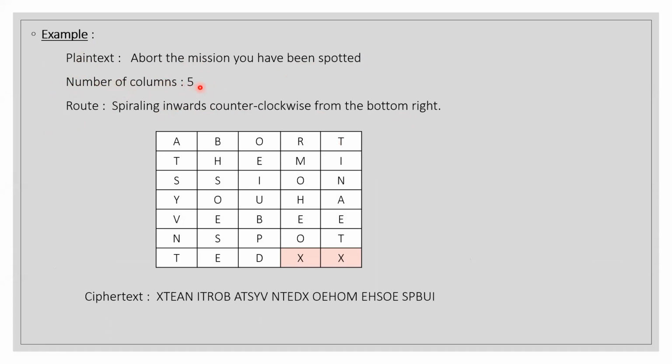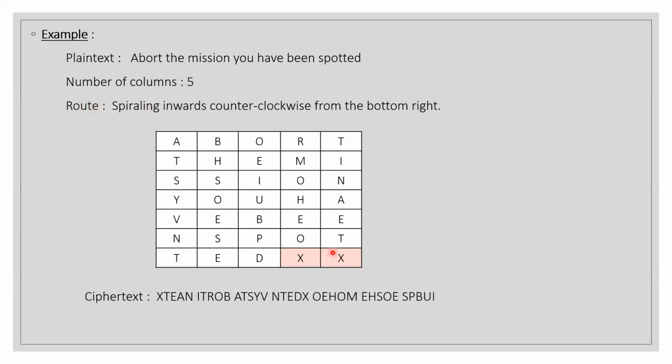Here the number of columns I've taken as 5. Now I'll write this plain text. The number of rows will be the length of this message along with the placeholders divided by 5, so there will be 7 rows in this grid. We'll write the plain text row wise, and again 2 placeholders just to construct a grid of reasonable size. Then for getting the ciphertext, we'll read this message following the route.